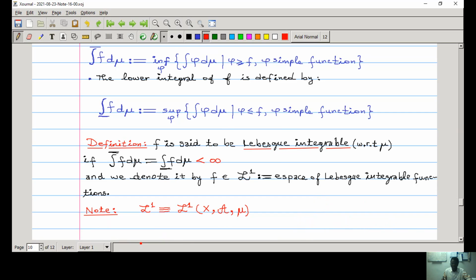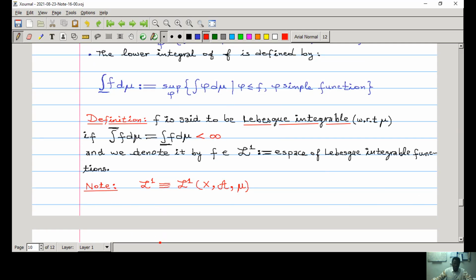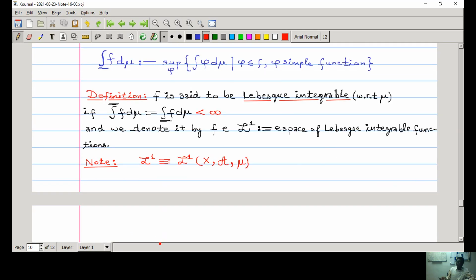So it's important to distinguish between them. All right. So in general, when we talk about these L spaces, when we say f is an element of L1, in fact, it's a short form of L1(X, A, mu), where X is a set, A is a sigma algebra over X, and mu is a measure defined on A.